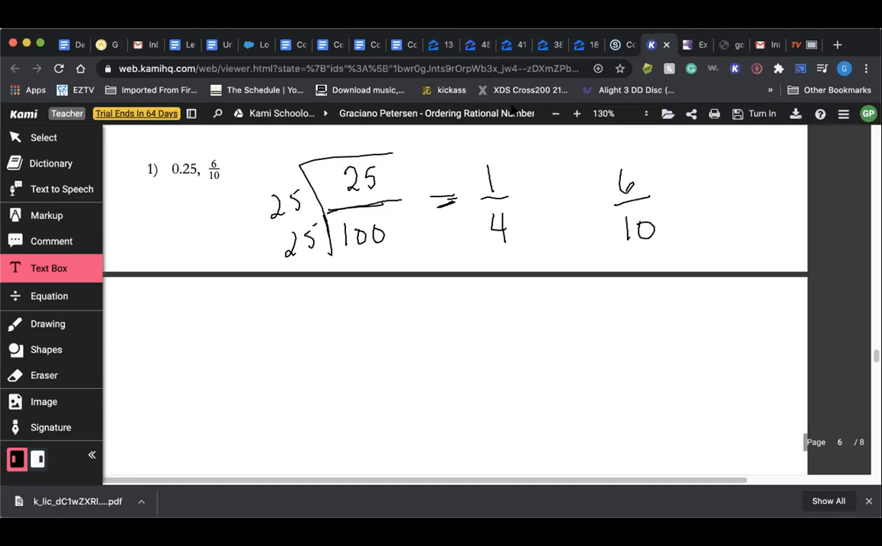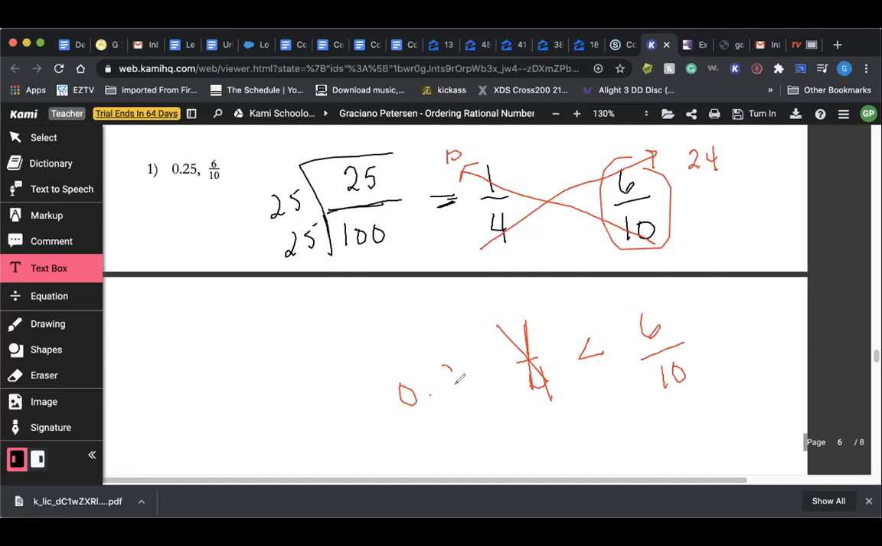So how do we compare them? All right, so we do cross multiplying. So you start with 4 times 6, that gives you 24. Very good. And then 10 times 1 will be 10. So which fraction is bigger? So 1/4 is less than 6/10. Or instead of 1/4, you can use the original and say 0.25 is less than 6/10, right?